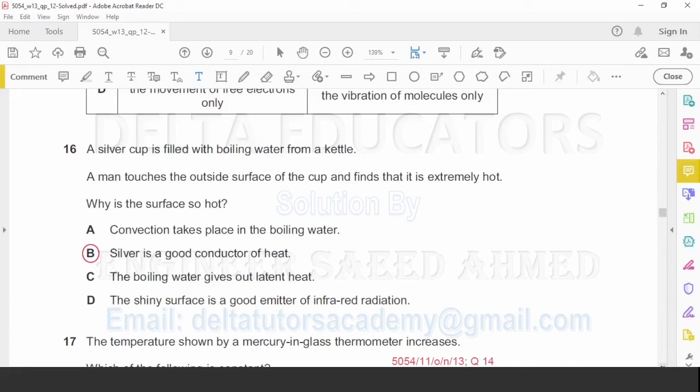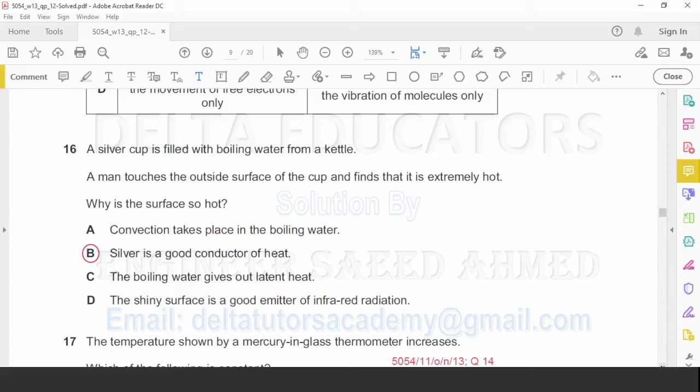Okay, now we check the options. Option A, convection takes place in the boiling water. Heat is transferring from the silver cup to the hand. Silver cup is solid, hand is solid. Convection is a heat transfer method in liquid, not in solid. So A is not the possible option.